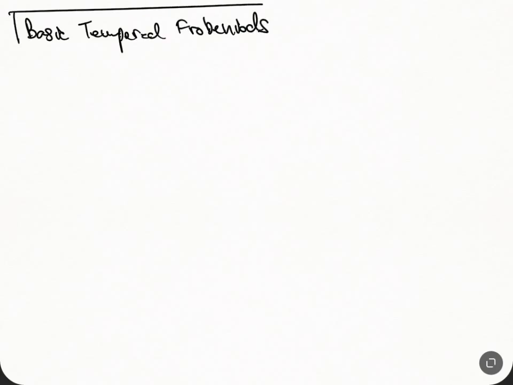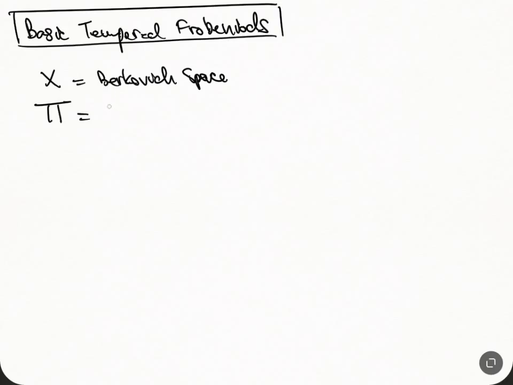So I'm going to try and define the basic tempered Frobenioid. So, basic tempered Frobenioids. We're going to start with X to be a Berkovich space. And then what we're going to do is we're going to take pi, the tempered fundamental group of X.